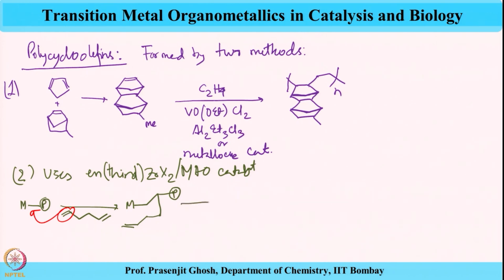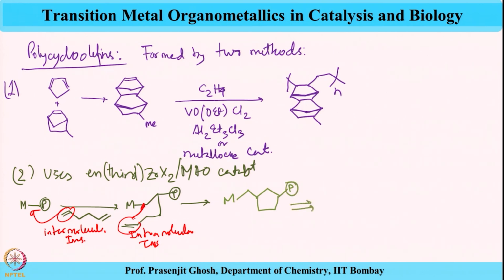Now, what happens is the first is called intermolecular insertion, and now intramolecular insertion would happen. Now, this will insert in this bond to give this product, and subsequently this insertion would follow through. So, there are two types of insertions, and that would give rise to various kinds of possible products, which are shown here.